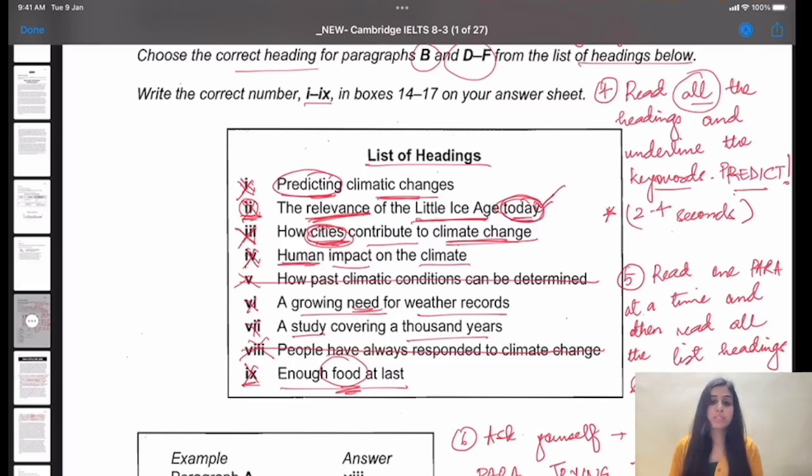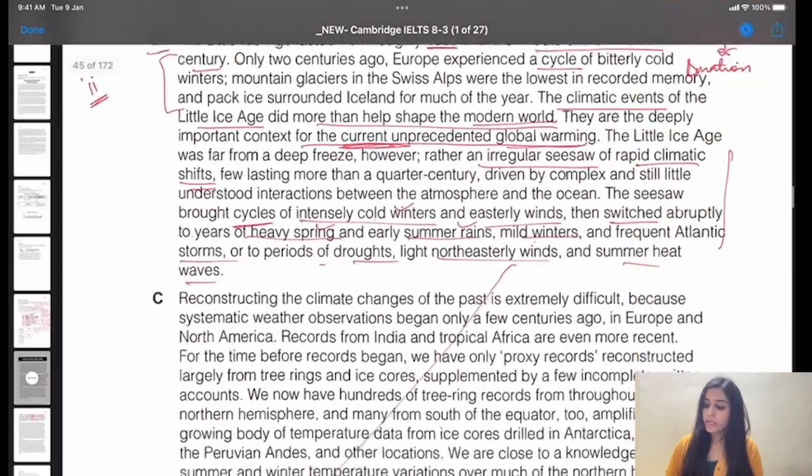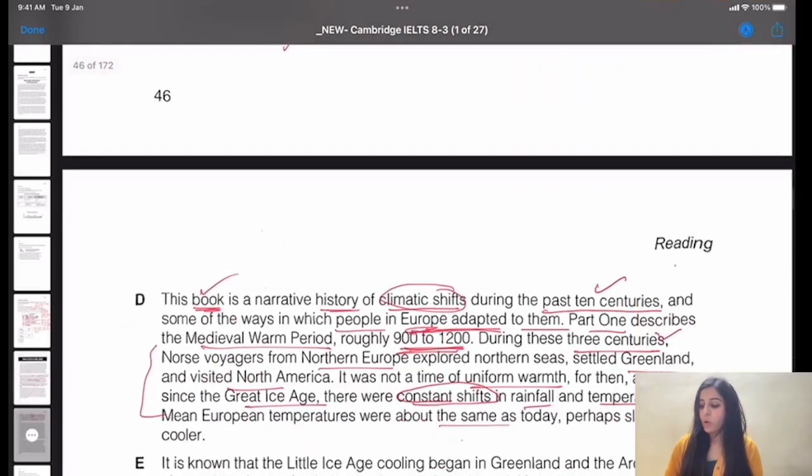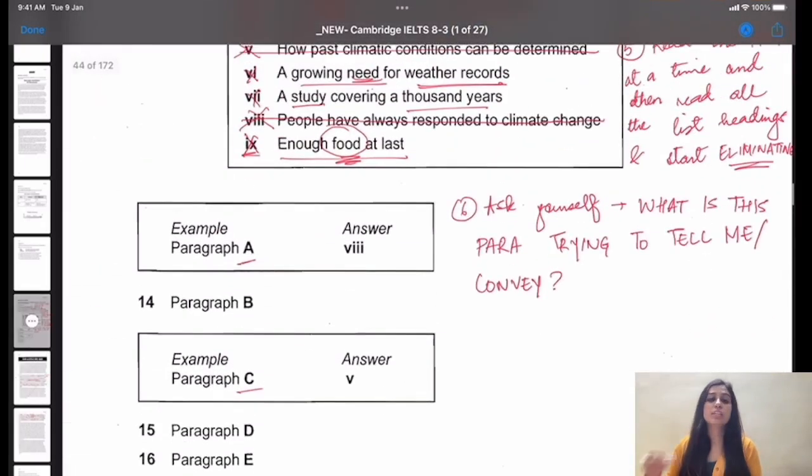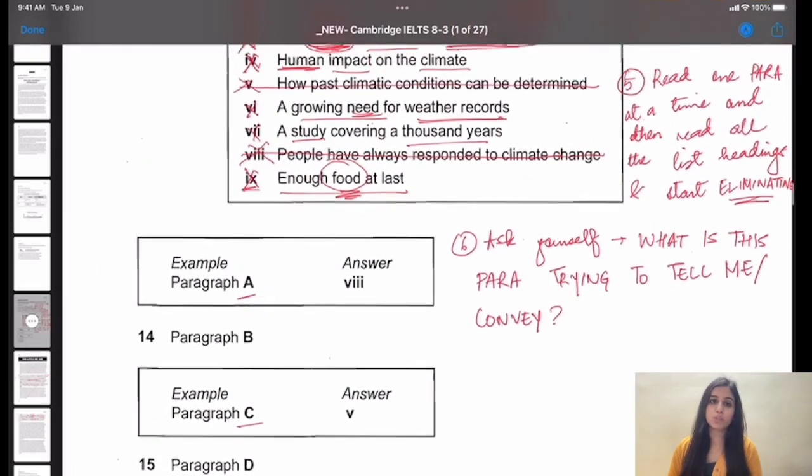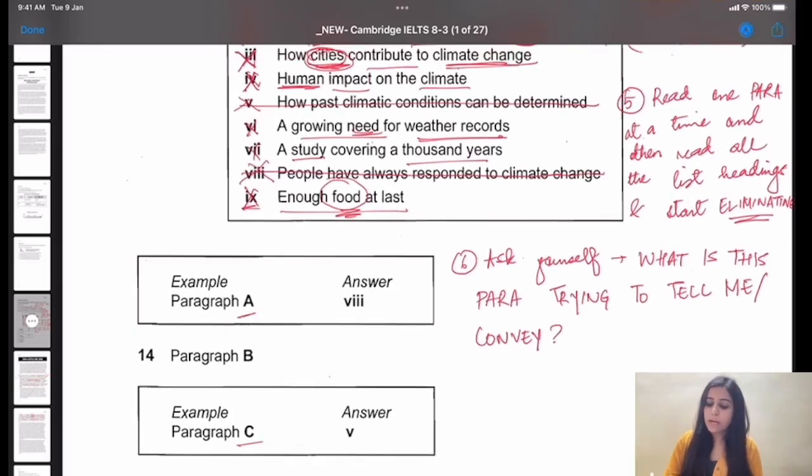Human impact on the climate? There's no mention of humans at all. Growing need of weather records. They have recorded the weather or they have recorded the climatic shifts, but are they talking about the need, the requirement or the necessity to do that? No, so we strike it off again.